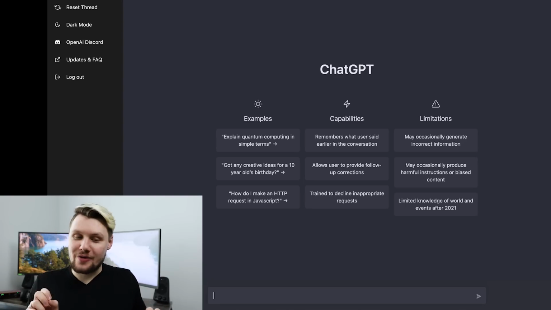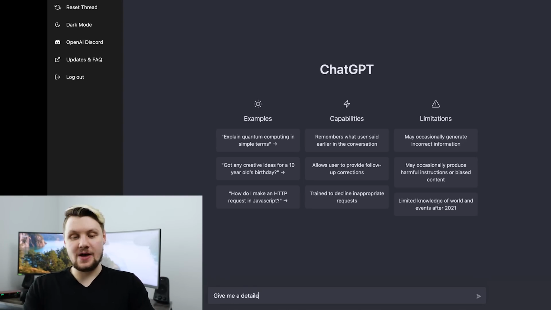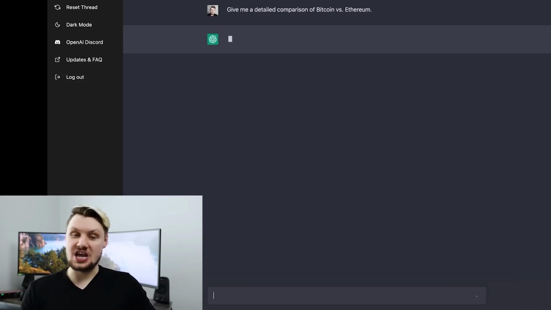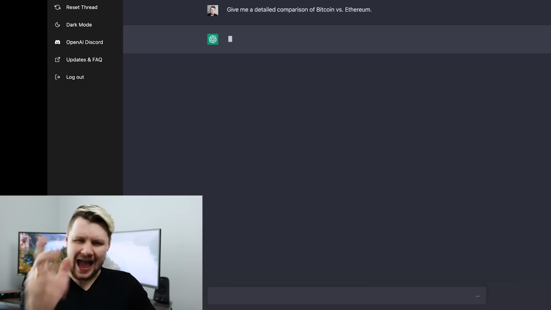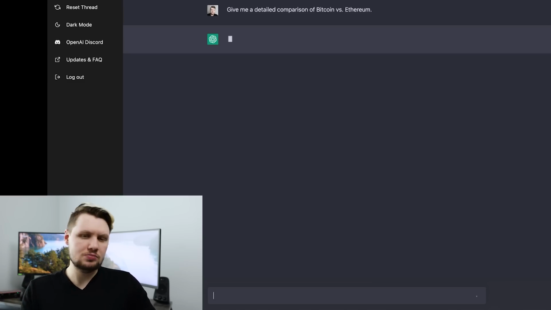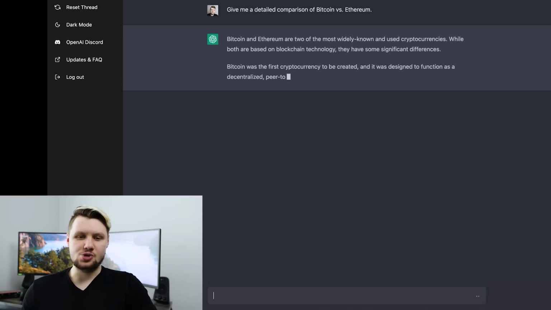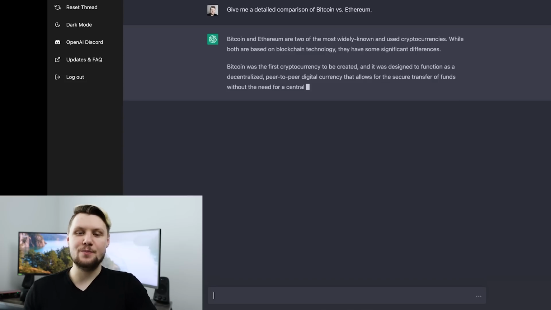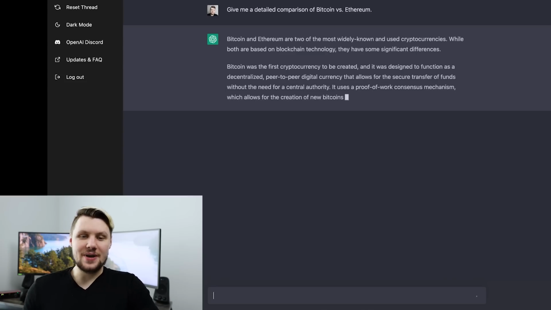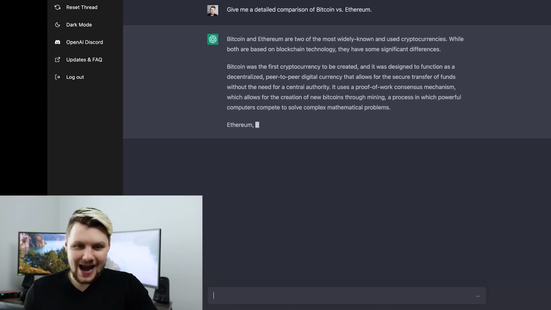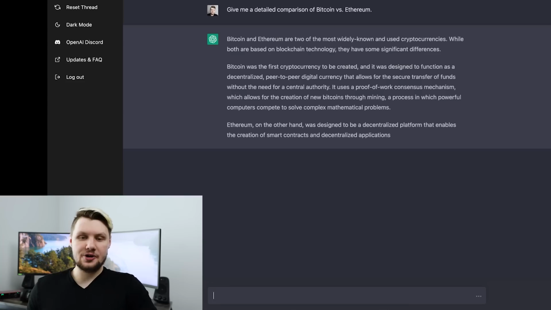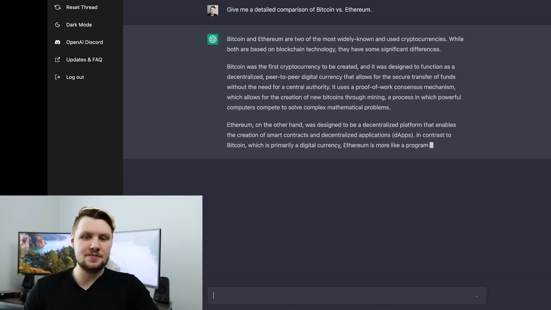Okay, I've got two more interactions that I want to go through. The first one is going to be, give me a detailed comparison of Bitcoin versus Ethereum. Let's see if it can give us something good here. Accurate, substantial. Let's see. Bitcoin and Ethereum are two of the most widely known and used cryptocurrencies. While both are based on blockchain technology, they both have some significant differences. Bitcoin was the first cryptocurrency to be created. Okay, decentralized peer-to-peer currency, proof-of-work consensus mechanism, yes.